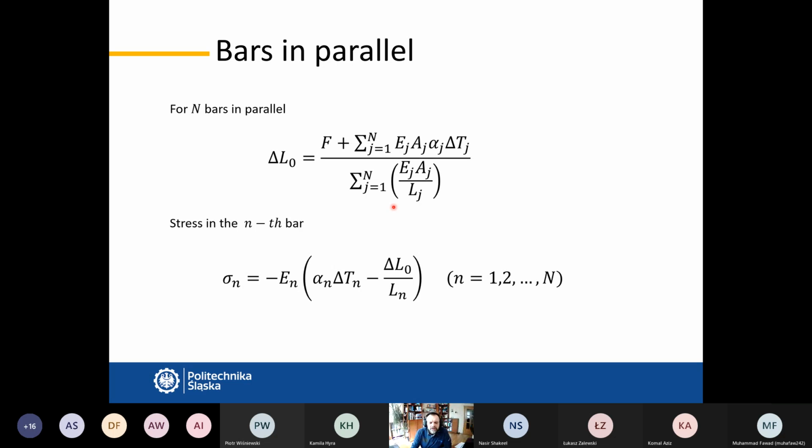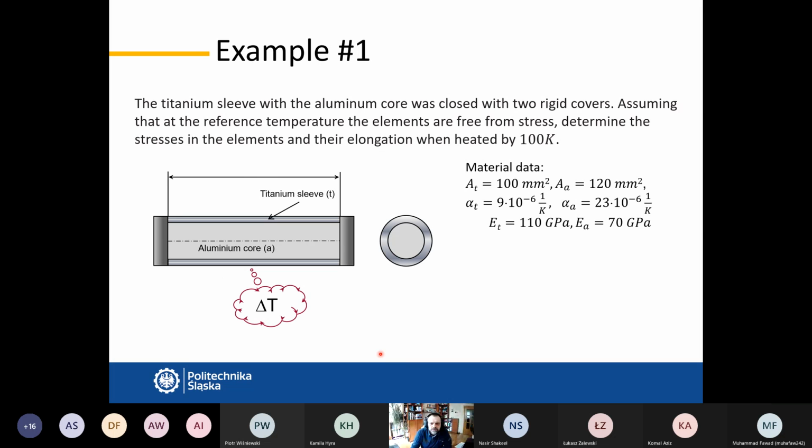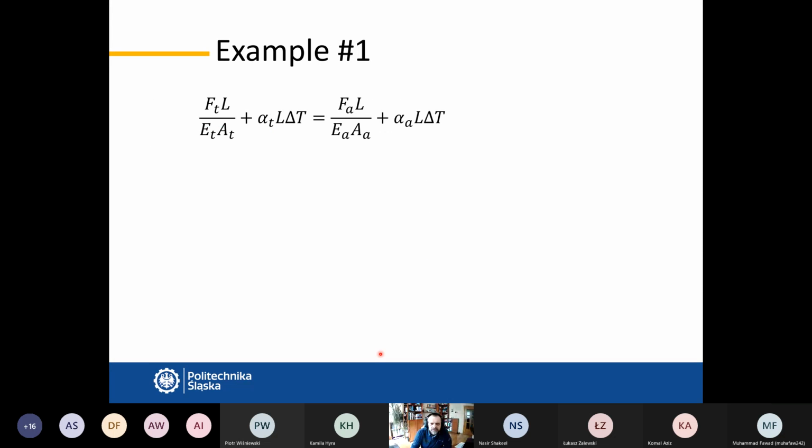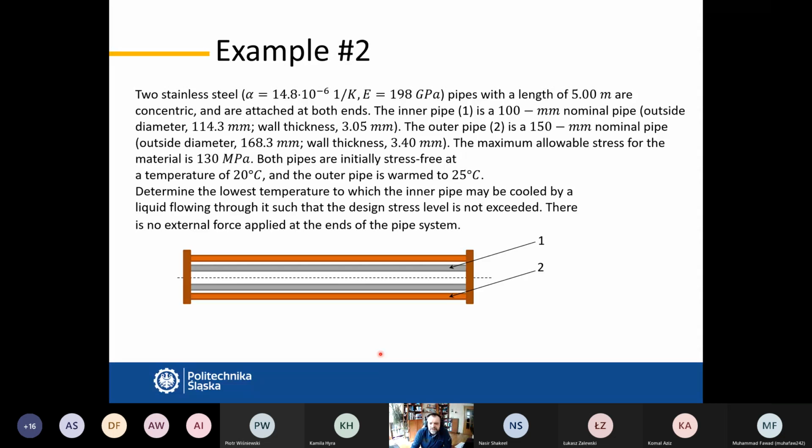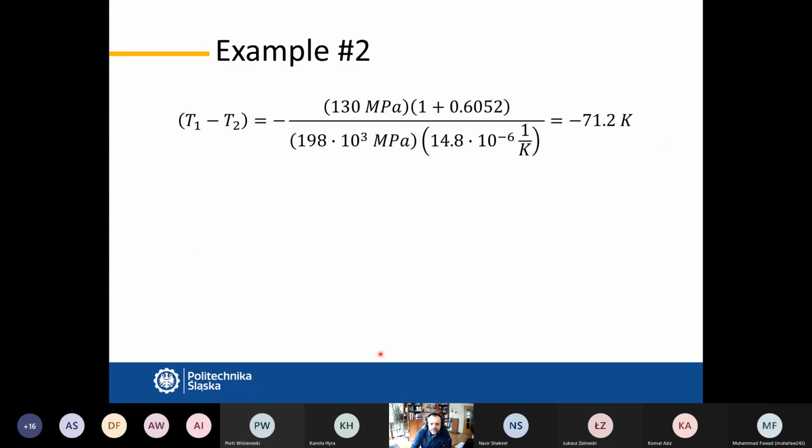And in the same manner, we can calculate stresses in each bar. So for any bar in a system, if we have more than 2, for 2 we have a ready formula. If there's more than 2, we can calculate stresses in any bar. Of course, the stress which occurs there can be determined separately for each bar. And we discussed, of course, some example. This was discussed.